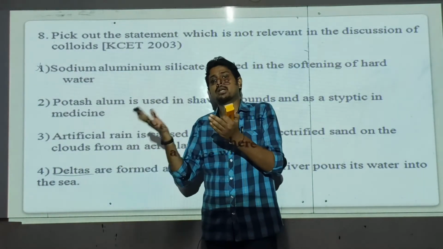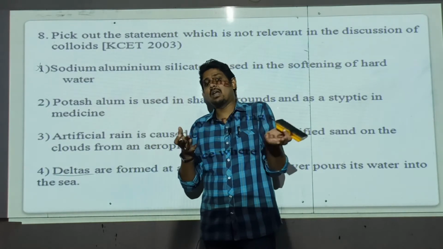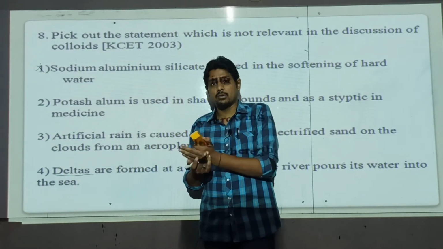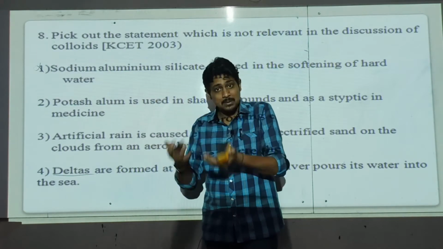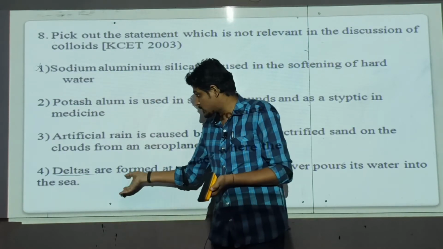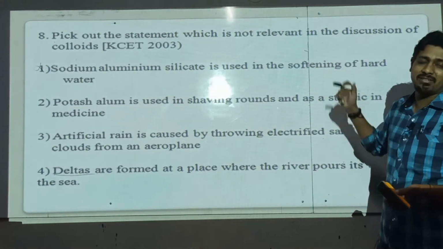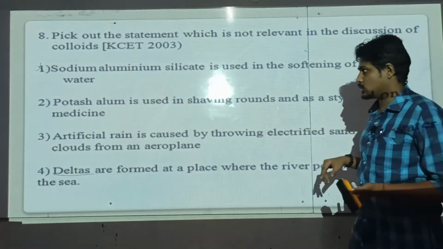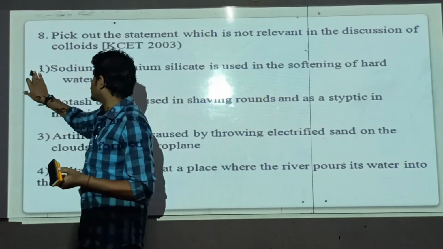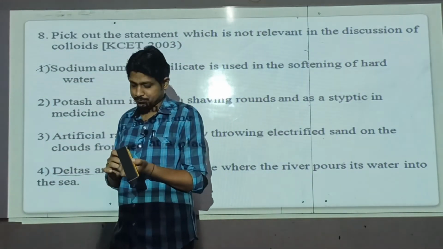In sea water a lot of electrolyte will be there, and any colloidal particles in the river water will get precipitated. So this is also relevant to the colloids only. So the first option is not relevant to the colloids. So your answer is this, means this is irrelevant.